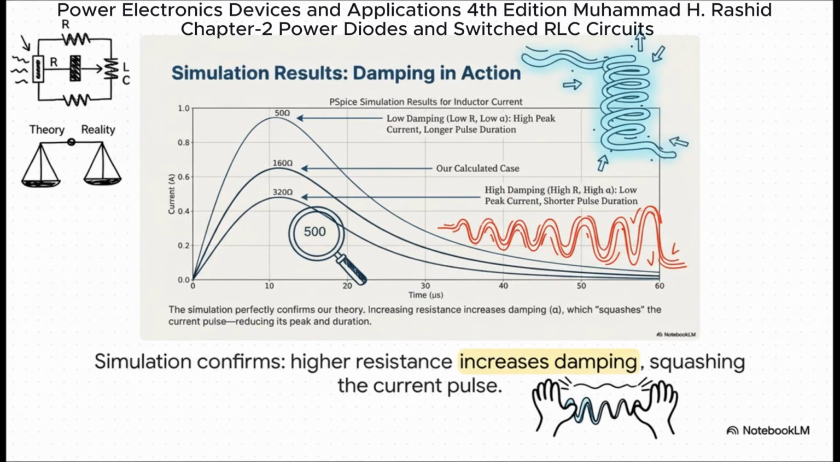And would you look at that? The results are textbook, absolutely perfect. Our calculated case, the 60 ohm one, is right there in the middle, peaking exactly where our math said it would. You can clearly see that with less resistance, you get less damping and a much bigger current pulse. And when you crank up the resistance, the damping gets stronger, and it just squashes that pulse right down. Theory and reality are in perfect agreement. I love to see it.